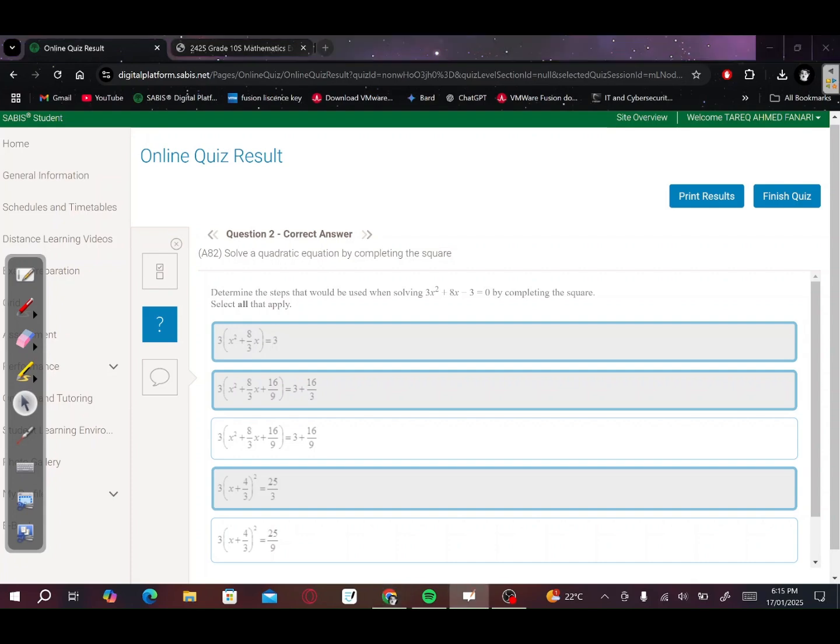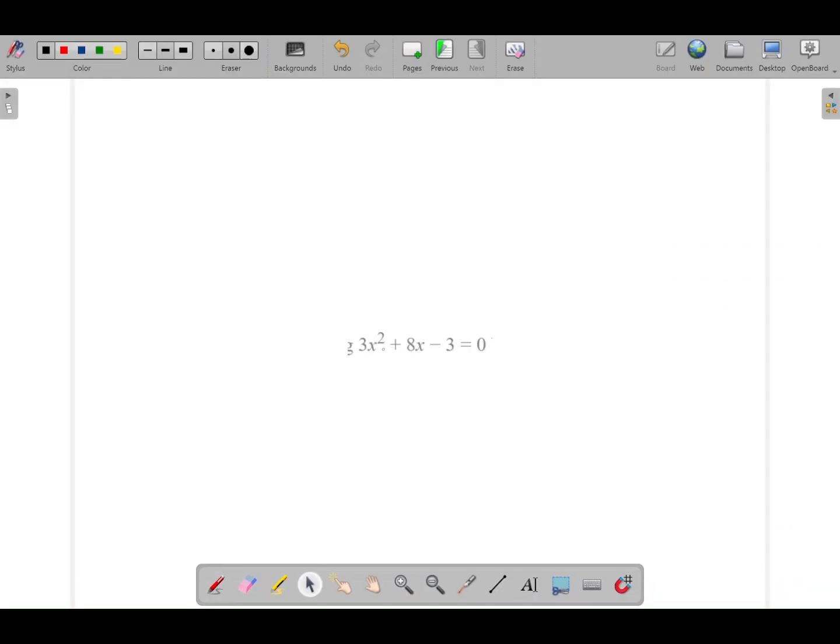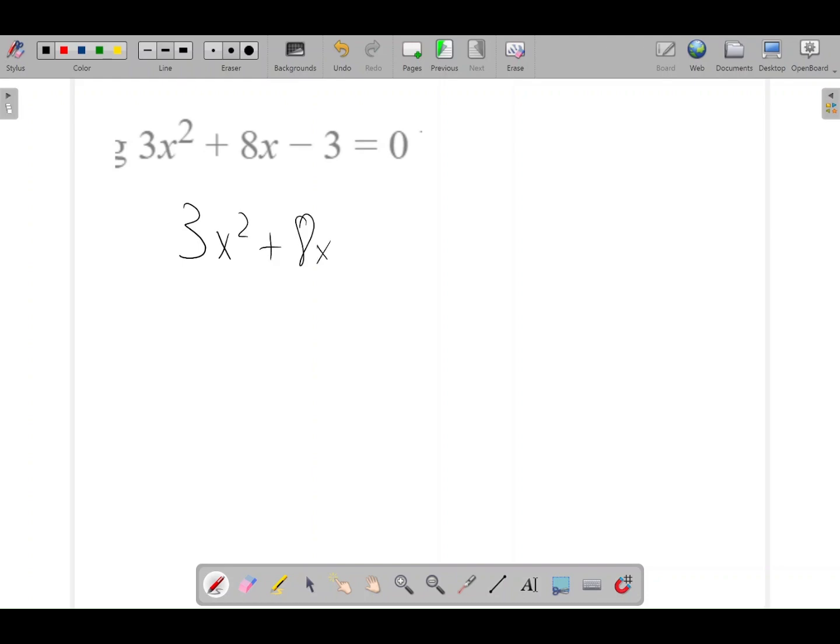So let's take the equation. That's a new page. Okay, this is our equation: 3x squared + 8x - 3 equals 0, right? Let's complete the square. We're going to take the 3 out of the first two terms only. So 3 times (x squared + 8/3 x). Again, we just factored out the 3 from the first two terms. The third one, you leave it alone. Minus 3 equals 0.